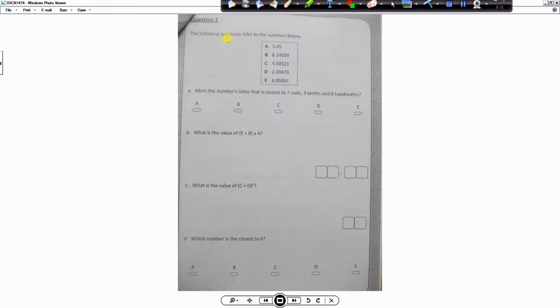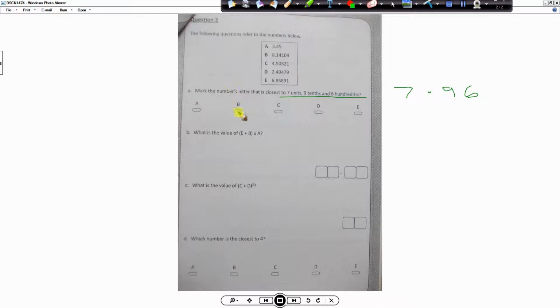Okay. The following questions refer to the numbers below. So A, B, C, D, E. Mark the number letter that is closest to 7 units, 9 tenths and 600. So that's 7.96. They want you to find which number is the closest to that. So question number 2A, the closest number to that is?